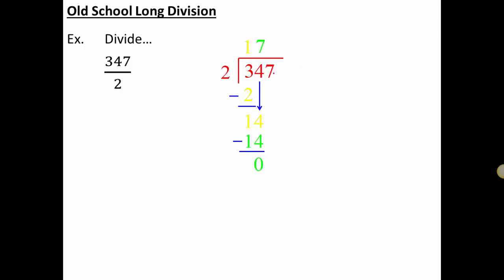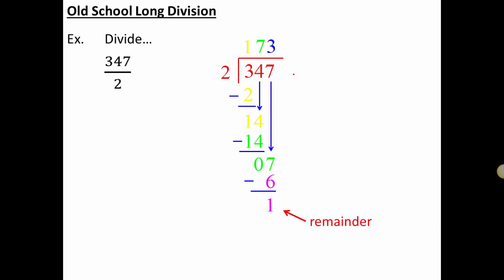I still have one more number, so let's bring that on down. 2 goes into 7 3 times. 3 times 2 gives us 6. Subtract, we get 1. Now since I've run out of terms, I can't go any further, so that 1 is called a remainder.